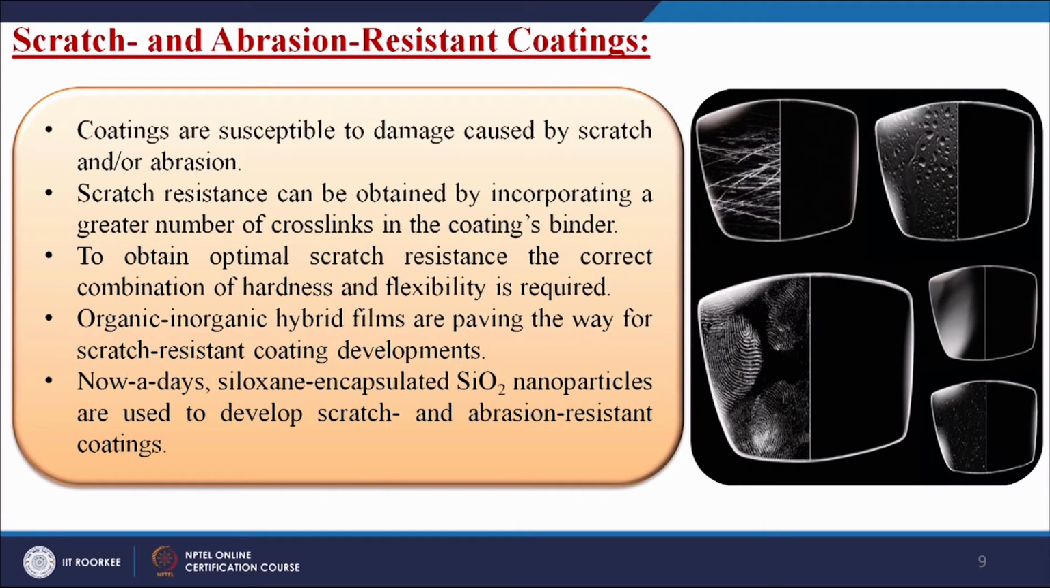Coatings are susceptible to damage caused by scratch and abrasions. Scratch resistance can be obtained by incorporating a greater number of crosslinks in the coating binder. To obtain optimal scratch resistance, the correct combination of hardness and flexibility is required. Organic-inorganic hybrid films are paving the way for scratch resistant coating developments. Nowadays siloxane encapsulated silicon dioxide nanoparticles are used to develop scratch and abrasion resistant coatings.